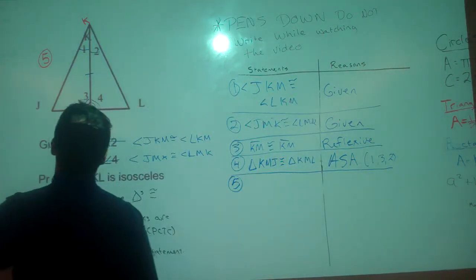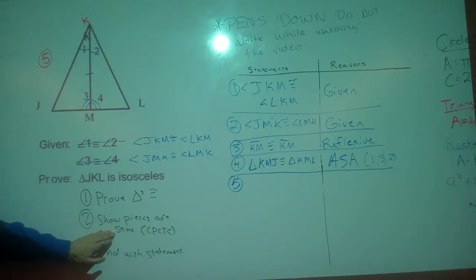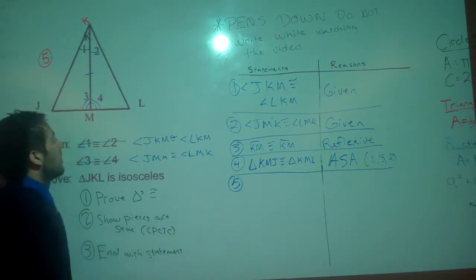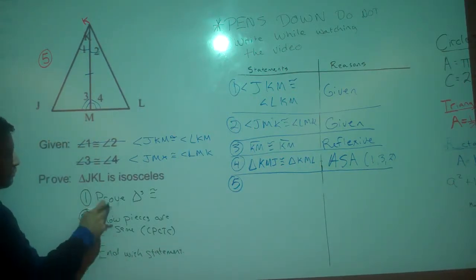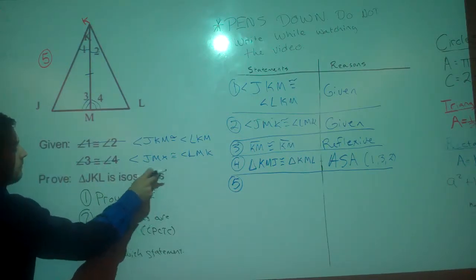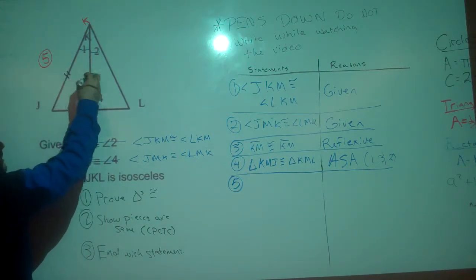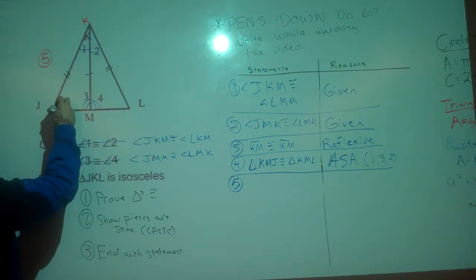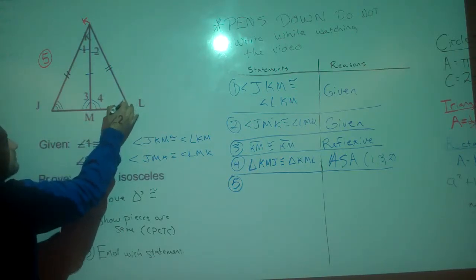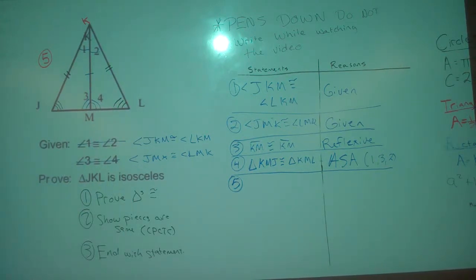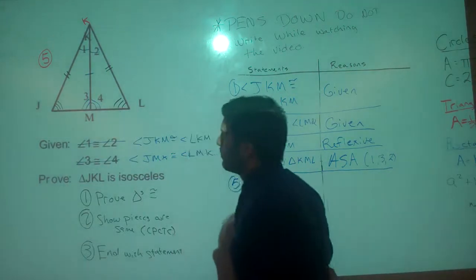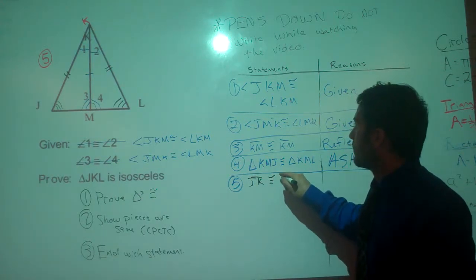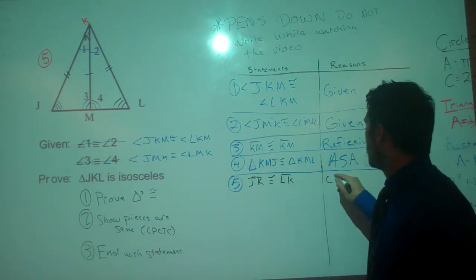Now that I have proven the triangles are congruent, I want to show the pieces are the same using CPCTC. So if the triangles are the same, then their parts should be the same. In order to prove isosceles, which is my goal, I need to say that these sides would be the same, and or I could do either or both, that these angles are the same. And I can do both of those things by CPCTC. In fact, I'm going to choose to put them in the same step. I can say that JK is congruent to LK by CPCTC.